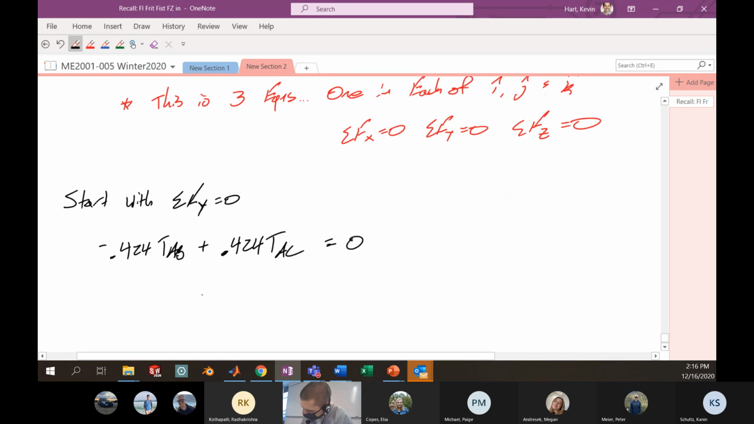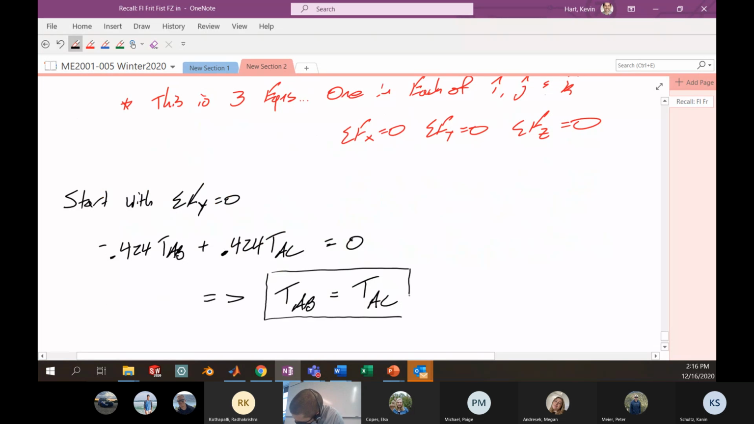So you can do some algebra here to show that from this particular situation, we find that the tensions in AB and AC are actually the same. It's an interesting finding. We always want to check and make sure, does this make sense based on our picture? Is this reasonable, given what we know?